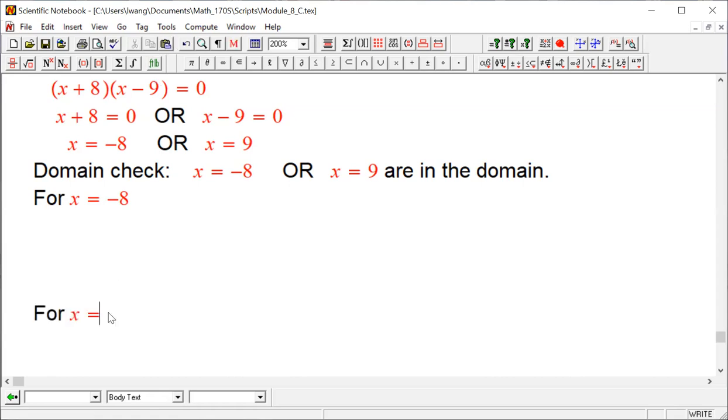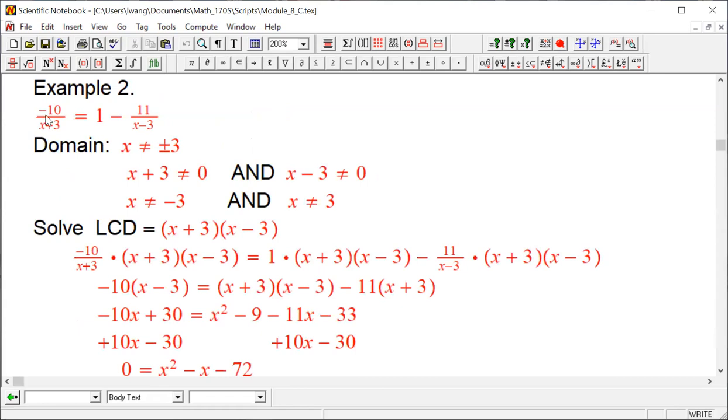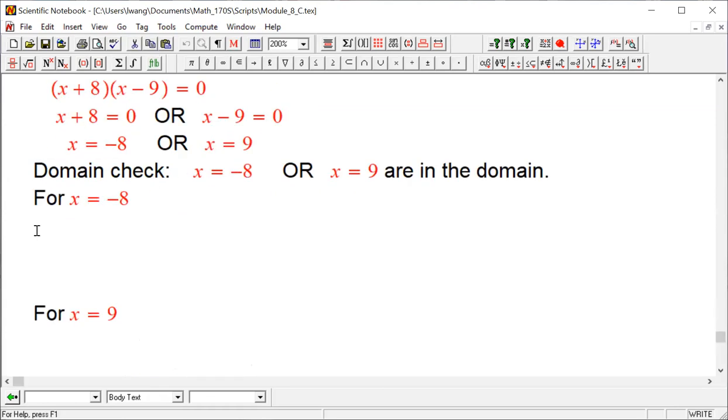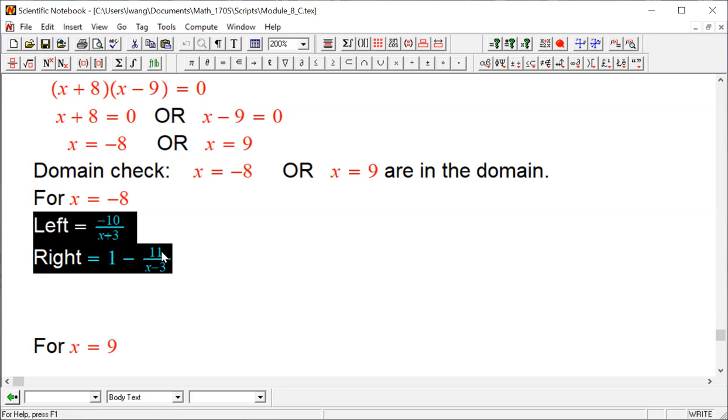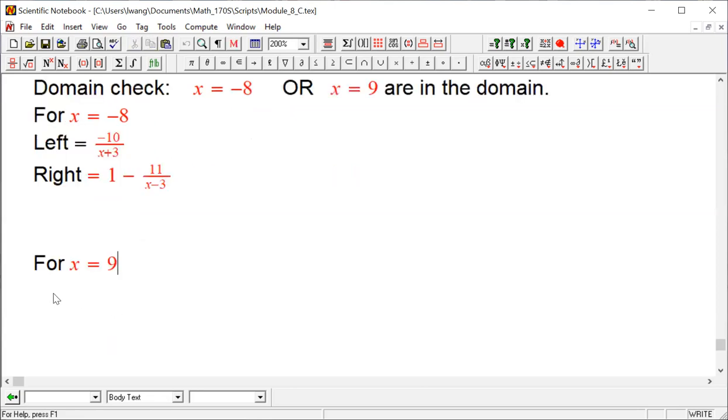So this is the proper check of solution. We always go back to the original equation. So this is the left-hand side, and that's the right-hand side. So we're going to check both of these two numbers, going back to the original equation. Let's do one number at a time.